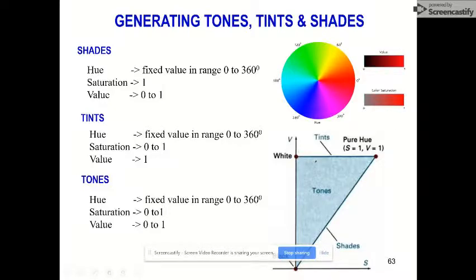So back in this cross-sectional view of the hexagonal cone, you can see the shades which are obtained by adjusting the value from 0 to 1, and you can see the tints over here which are obtained by adjusting the saturation from 0 to 1, and the entire surface here is the tones which can be obtained by adjusting both the saturation and value from 0 to 1.